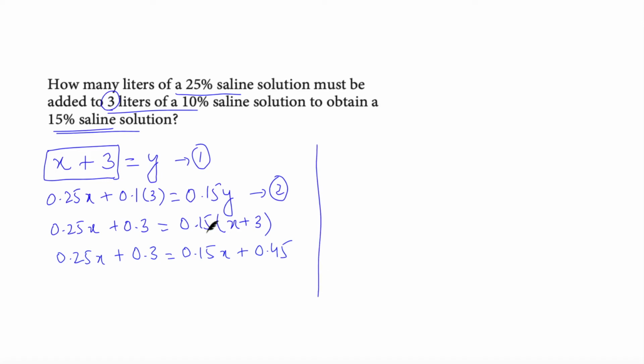Now let's just combine the like terms. 0.25x minus 0.15x, these are the like terms, equals 0.45 minus 0.3. There you go. So we have over here 0.1x equals 0.15.